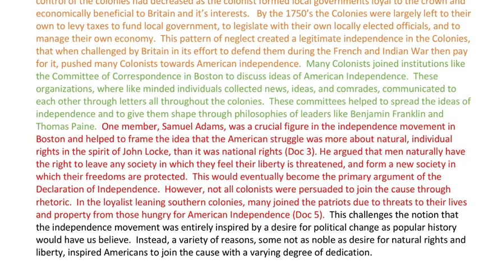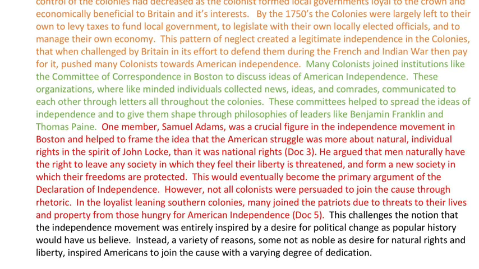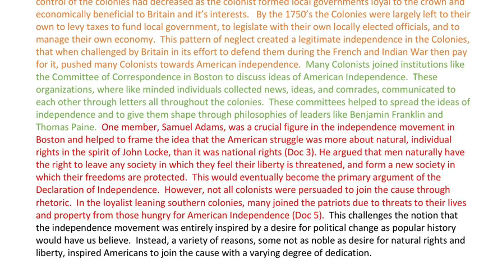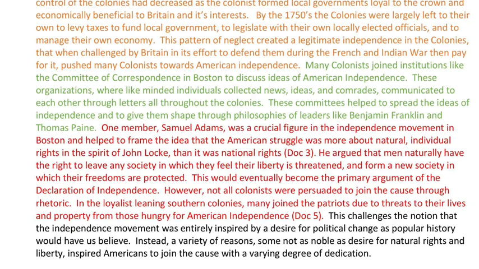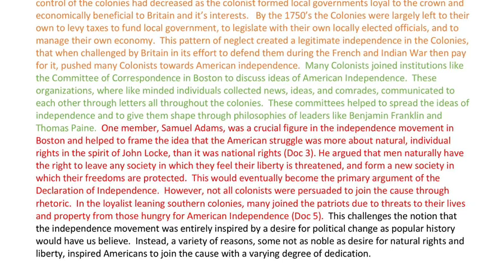I want to bring your attention to three important things. First of all is the fact that there are three terms, vocab terms, I guess you would say: Committee of Correspondence, Benjamin Franklin, and Thomas Paine. These are the ideas that are proof that I understand the history and that I know more than just the cursory broad strokes.